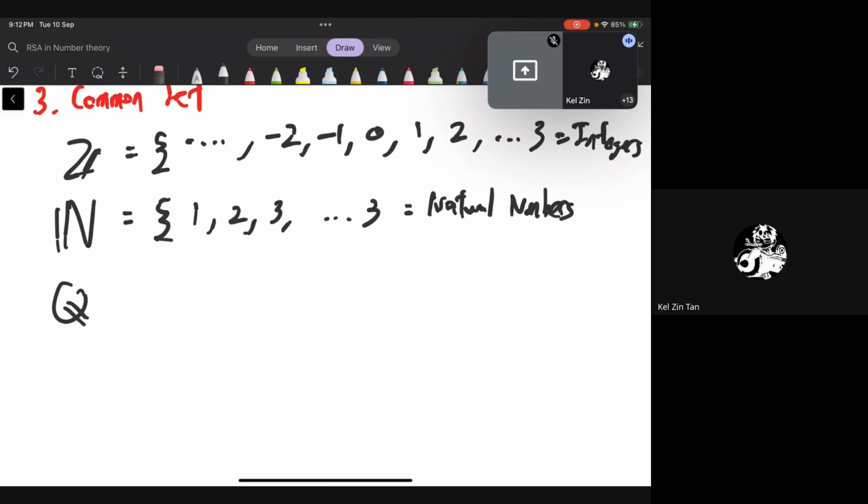So what is Q? Q is the rational numbers. For rational numbers, we cannot really describe it that well in roster notation. But if we use the description way, you can write it as something like this: P divided by Q, where P is inside the set of integers and Q is inside the set of natural numbers.